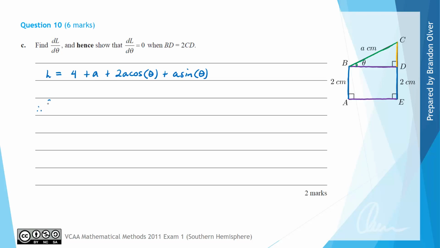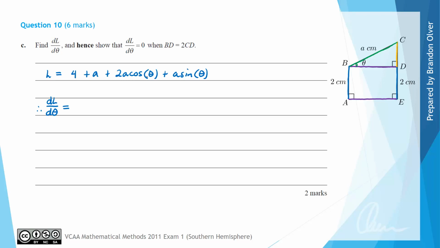We can then find that dL/dθ is going to equal, and 4 doesn't have theta at all, so it's just a constant term that derives to 0. A, although it looks like it could be a variable, because it's not what we're differentiating with respect to, it's just some constant. So a derived with respect to theta is also 0. So the only two terms we've got to worry about are the 2a cos θ and the a sin θ terms. Now, as we said, a is just a constant, so that would be the same as if this was just overall 8 cos of theta.